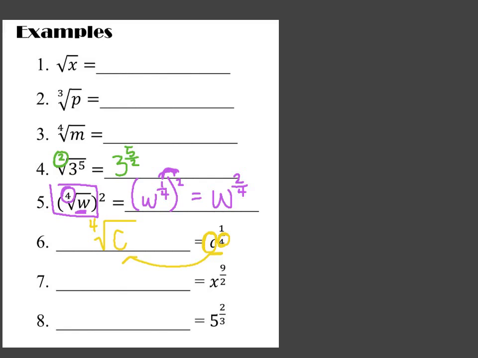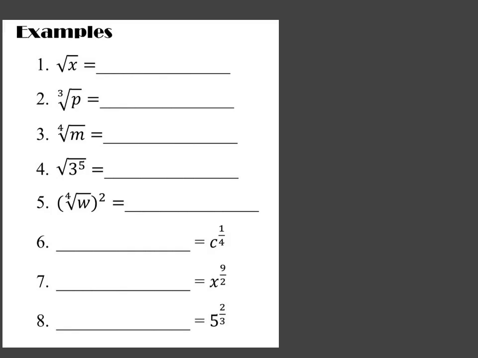Number 7. Okay, when I look at this, I know my index here is going to be 2 because that's what's on the bottom of my fraction. So I can either put the 2 there, or remember, I don't have to, because something without an index automatically means 2. Now what's left over here? I have an x and I have a power 9, so those both go inside my radical.